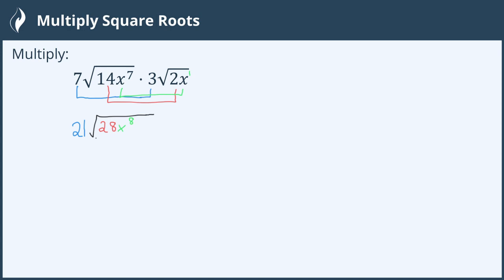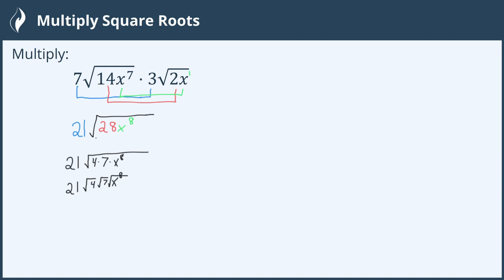Now, before I'm done, I am going to simplify this radical by trying to take out all of the perfect squares. 28 can be written as 4 times 7 times x to the 8th. It can be helpful to break these into individual radicals. The 4, the 7, and the x to the 8th.